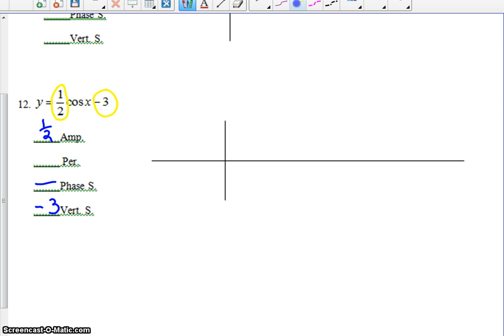But the period we can look at, there's always going to be a period. Our coefficient there is a 1. So in this one, in the whole section, 11, 12, 13, and 14, we're dealing with degrees. So my period would be 360 divided by 1. That's just going to be 360 degrees. So my period is 360 degrees.